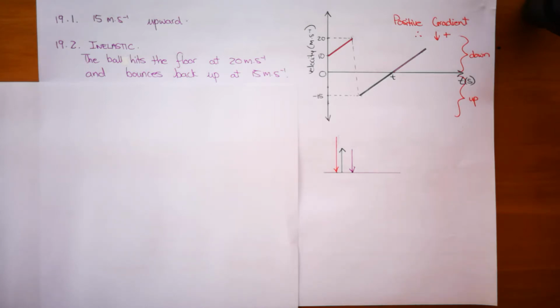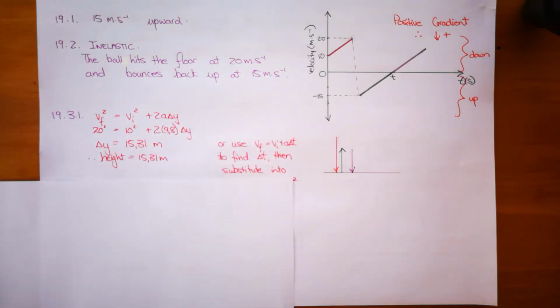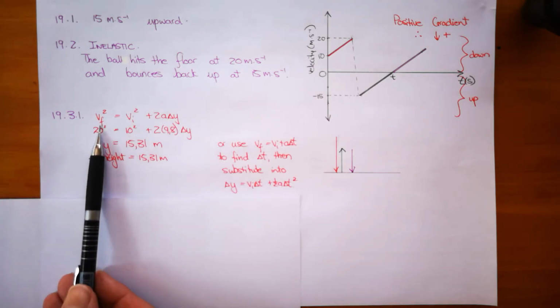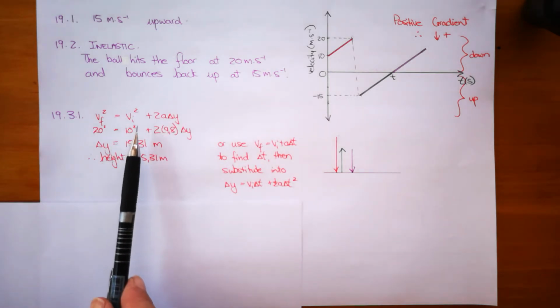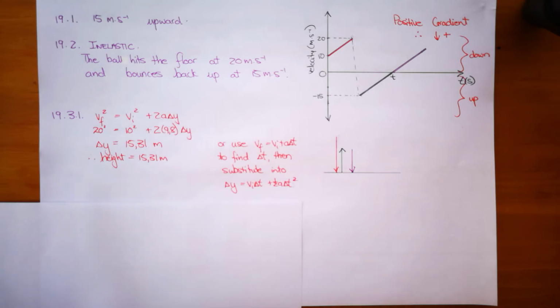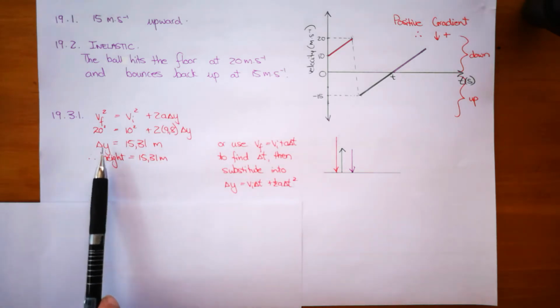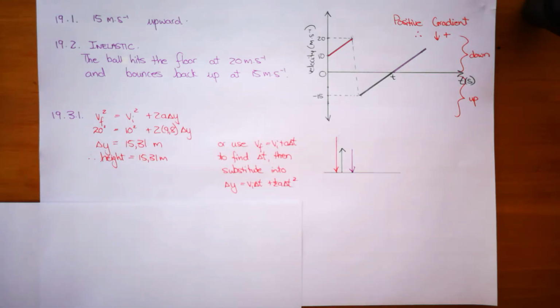There are many different options. We're going to use this one. It's the quickest one, where the final velocity with which it hits the floor is 20 meters per second. Initial velocity with which it leaves the thrower's hand is 10 meters per second. We want the height, delta y. We've got a or g, so the height is 15,31. They only want the magnitude here because they state height, but if they wanted displacement, the sign is correct. It's positive 15,31 because down is positive.